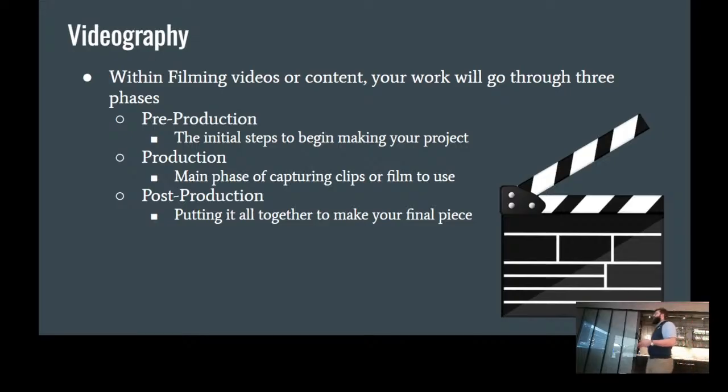When you're filming those videos for content or for whatever it is you're doing, there's three main phases: pre-production, production, and post-production. All three of these things are extremely important when we're taking photo or video because it's important that we document everything. Pre-production is the initial steps to begin making your project. It's your idea phase. Production is the main phase of capturing your clips and your things. This is putting all the notes and the work you did for pre-production into effect. Post-production is then you actually going through and putting together the final piece so that way you can present it, you can post it, you can do whatever it is you're trying to accomplish.